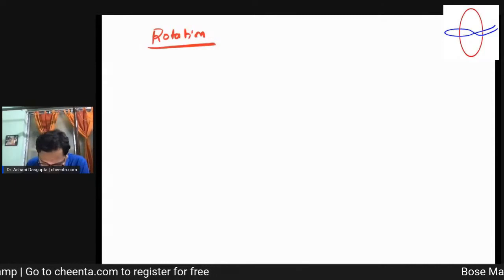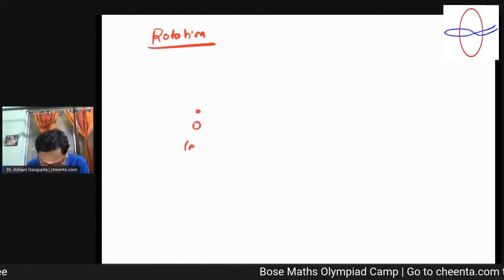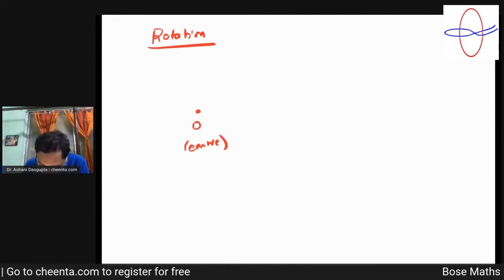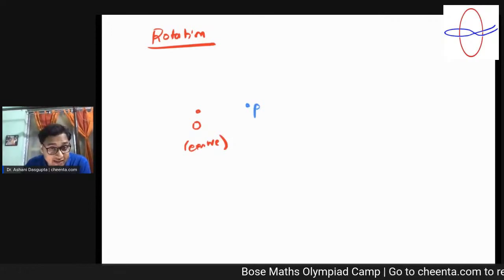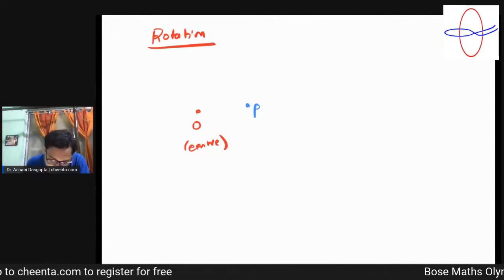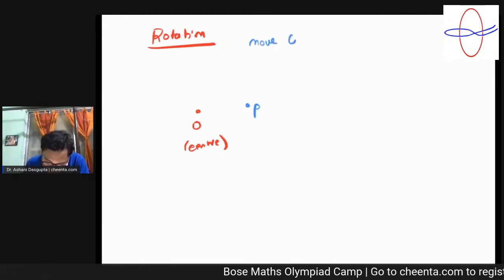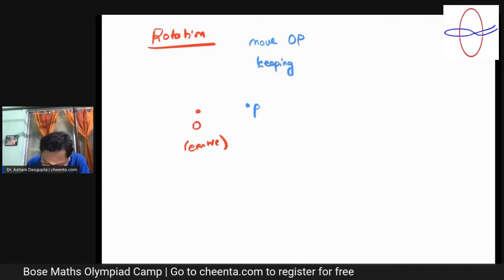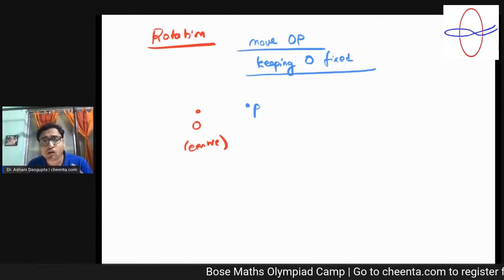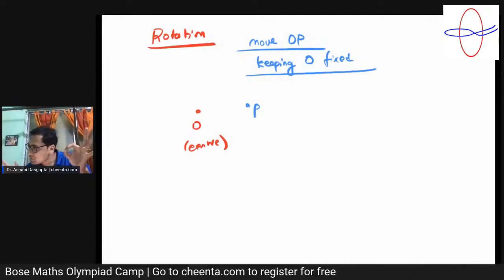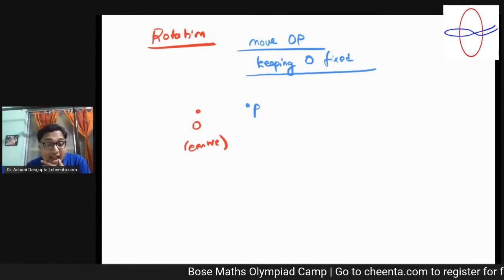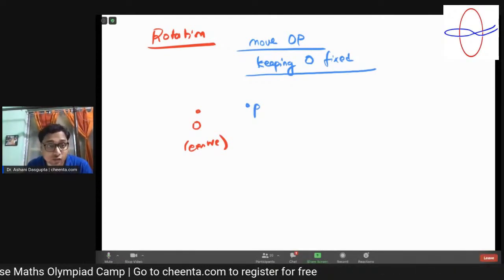Rotation is very simple. You take a point O, which is called the center of rotation, and then you take a point P, which is the rotating point, and you move OP, keeping O fixed. That's what rotation is all about. It's very simple. We have all seen rotation. Take a point O, move OP such that you push OP so that P moves either clockwise or anti-clockwise, and the motion of P is known as rotation.